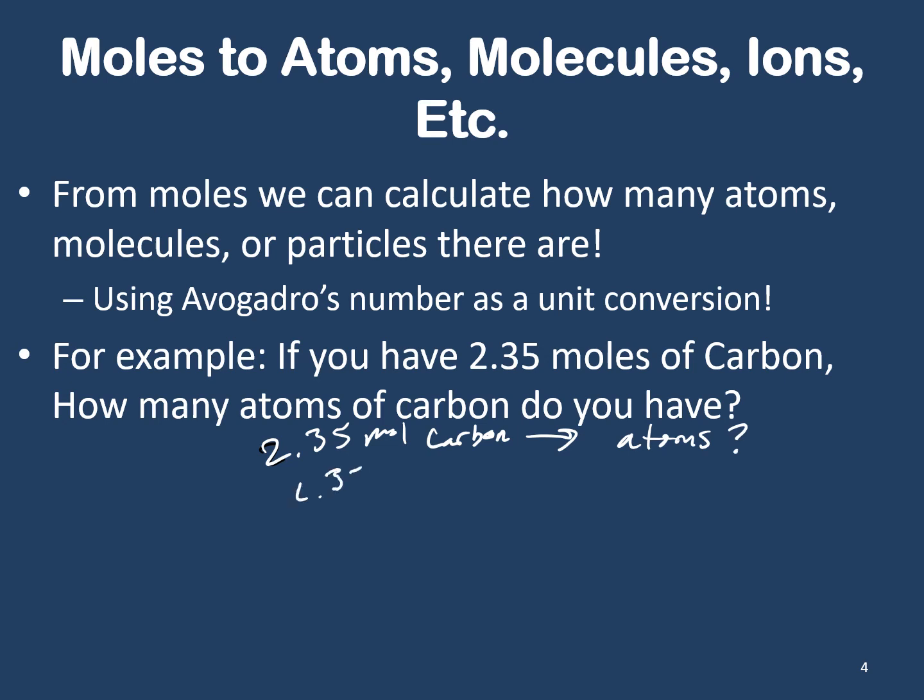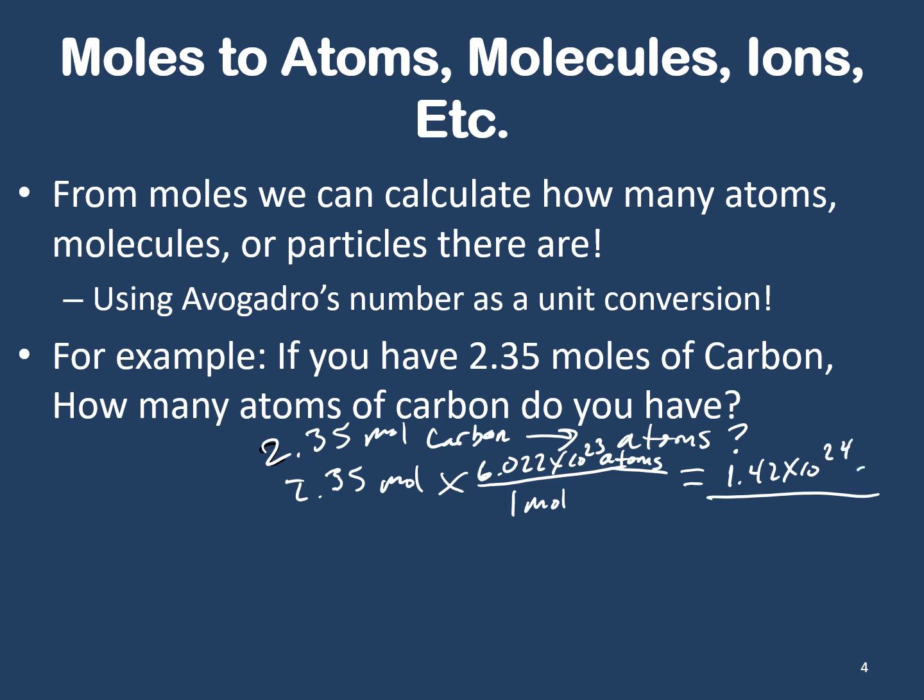So 2.35 moles. I know that in 1 mole of anything, there are 6.022 times 10^23 things, in this case, atoms. And if I multiply these out, I get how many atoms there are in 2.35 moles of carbon. And that would be 1.42 times 10^24 atoms.